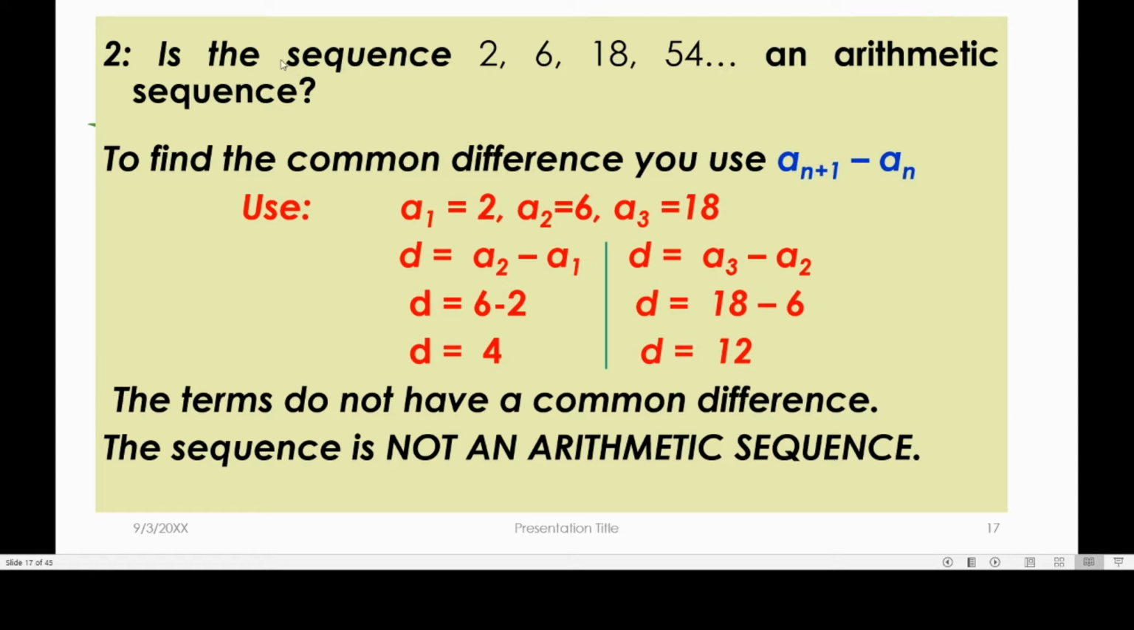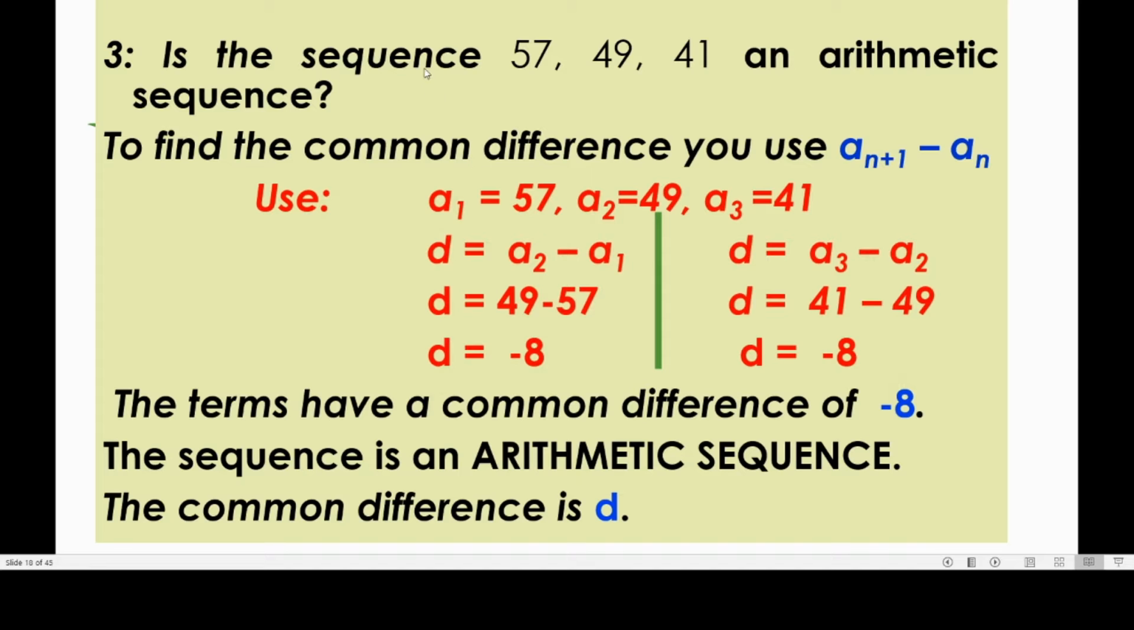Let's have number 2. Is the sequence 2, 6, 18, 54, and so on an arithmetic sequence? To find the common difference, again, we're going to compare the differences among the three terms. So we're going to use a sub 1, 2, a sub 2, 6, a sub 3, 18. a sub 2 minus a sub 1 is equal to 6 minus 2, which is 4. a sub 3 minus a sub 2 is equal to 18 minus 6, which is 12. The terms do not have a common difference. Therefore, the sequence is not an arithmetic sequence.